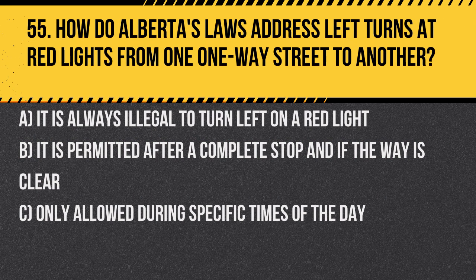Question 55. How do Alberta's laws address left turns at red lights from one-way street to another? A. It is always illegal to turn left on a red light. B. It is permitted after a complete stop and if the way is clear. C. Only allowed during specific times of the day.